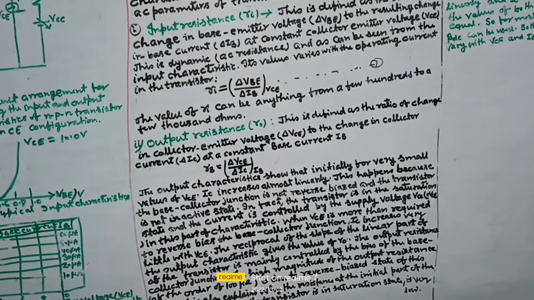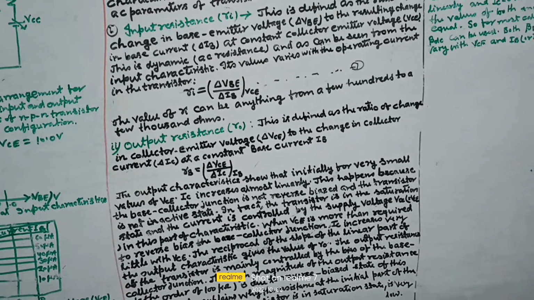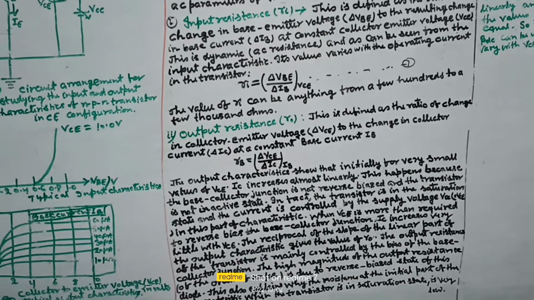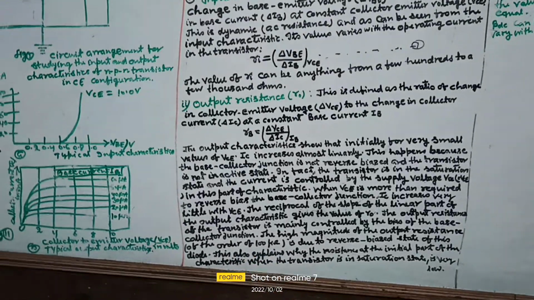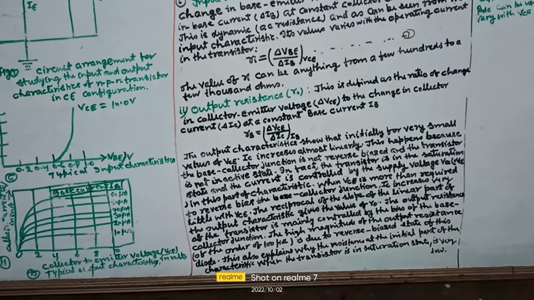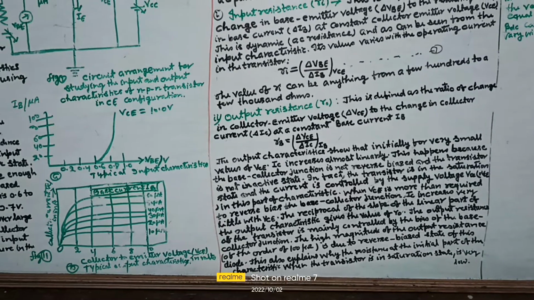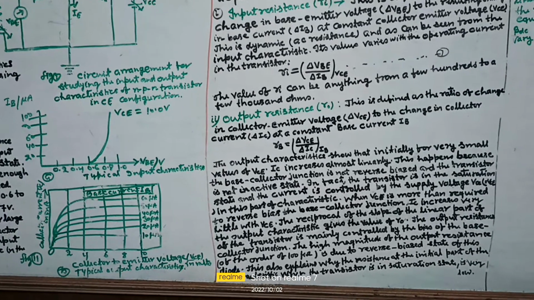Output resistance Ro. This is defined as the ratio of change in the collector emitter voltage delta VCE to the change in collector current delta IC at a constant base current IB. Ro equals delta VCE by delta IC at IB constant.